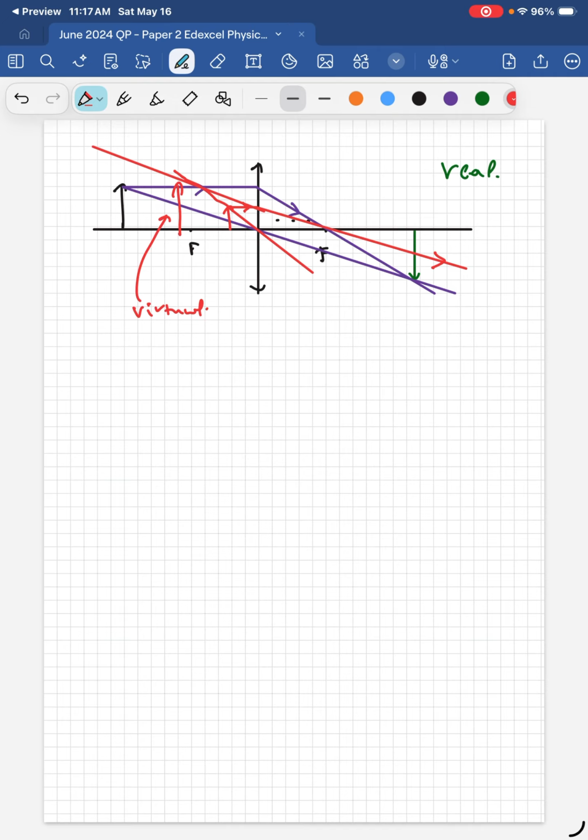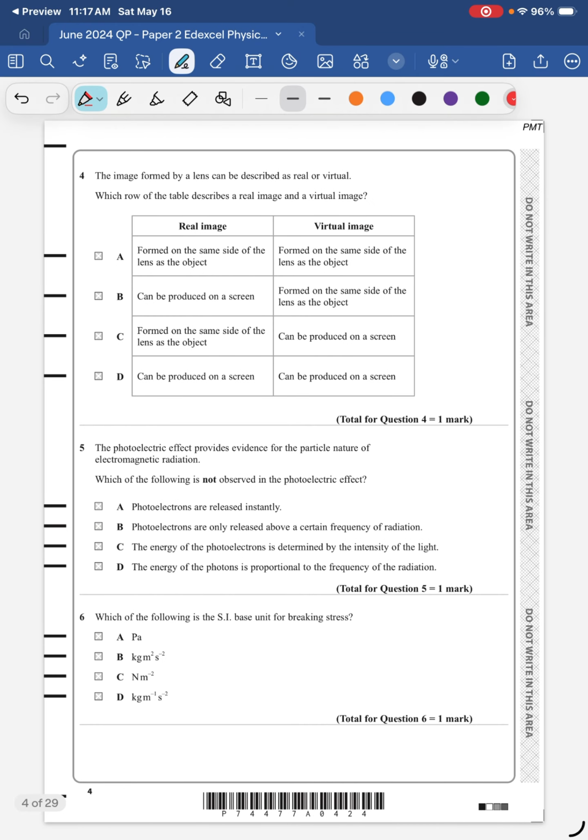The bottom line is that virtual images, you cannot project them on a screen. They are larger than the object, and they are on the same side of the lens as the object. Whereas real images, you can project them on screens, they are inverted, and they are smaller than the object. So let's go read the options.